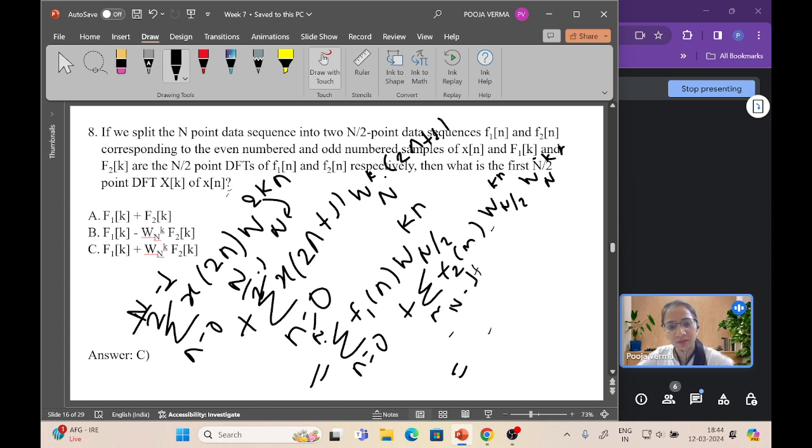So what is this? The first part is f1(n) W_N/2^kn for the N by 2 point DFT. This is represented by F1(k), right? Then plus this phase factor W_N^k multiplied with F2(k). This is the extra phase factor, and since the 2n plus 1 also has N by 2, this is the odd sequence represented as F2(k), which is multiplied by this phase factor, right? So what is the correct option for this question? It is option C: F1(k) plus the phase factor W_N^k multiplied by F2(k), right?